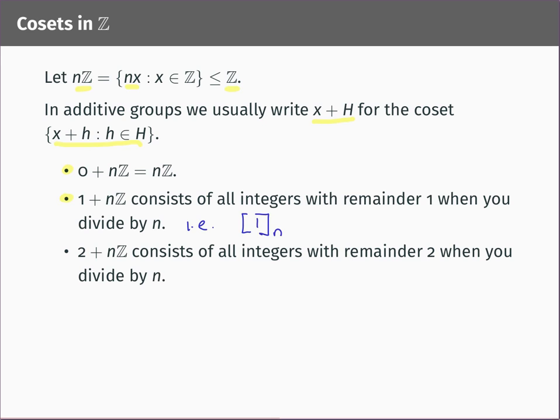And similarly, if you look at 2 plus nZ, that consists of all things of the form 2 plus a multiple of n. In other words, all the integers with remainder 2 when you divide by n. So this time what you have is the congruence class of 2 modulo n. Again, on unassessed coursework 5, you're going to prove that this holds in general, that these congruence classes are actually cosets of the subgroup nZ. So this illustrates that cosets are often things which we were interested in for independent reasons. So studying cosets can help us shed light on things which we were already interested in.